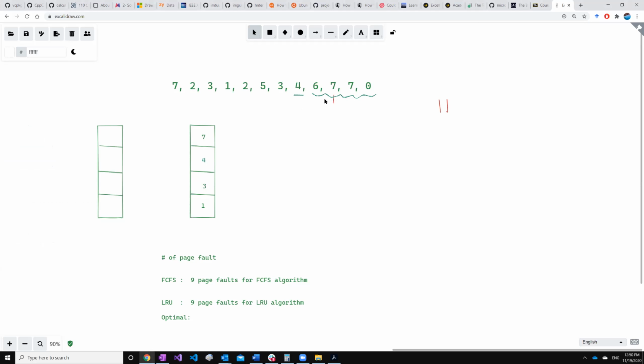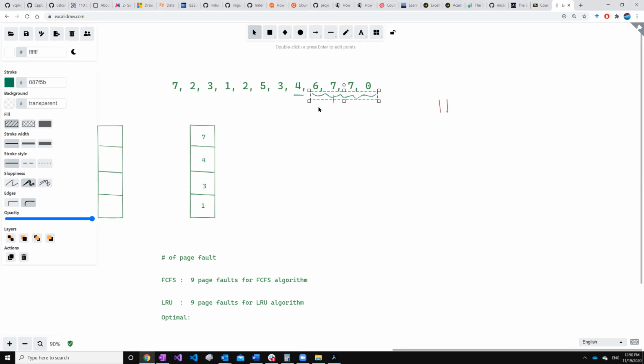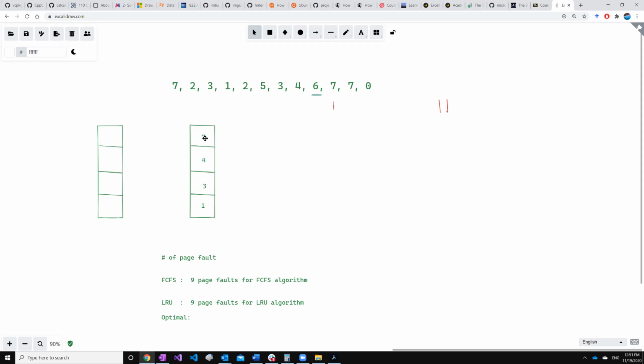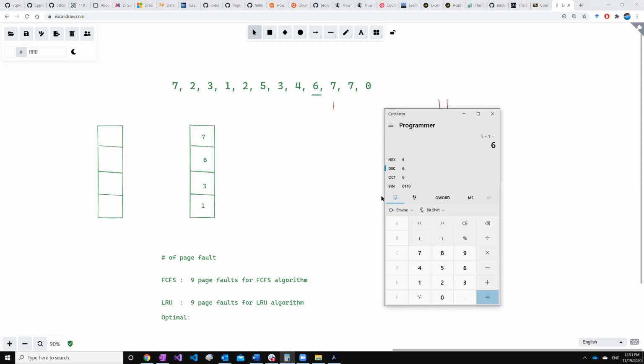Now the next, you can tell it will be 6. I need to load 6 into my memory. Now what are my candidates? I got 7, 4, 3, 1. Which one do you want to unload? 7, you will use immediately. And about the 4, 3, 1, it doesn't matter. Maybe you can unload the 4 and keep the 6 here. Then don't forget to increase your counter by 1.